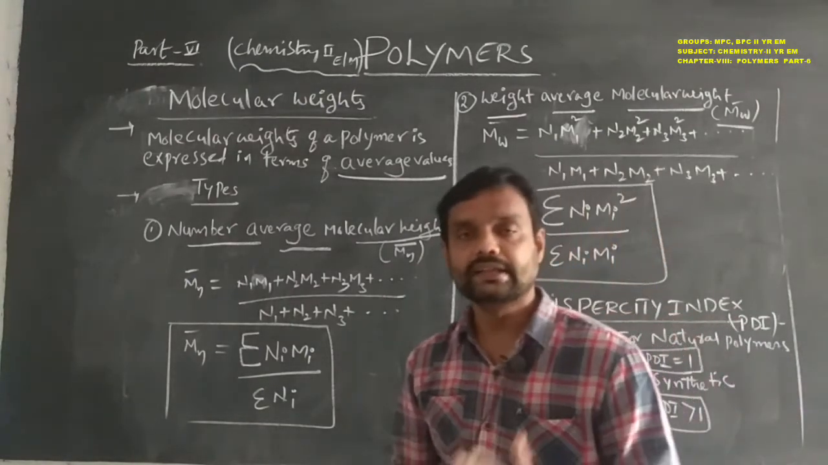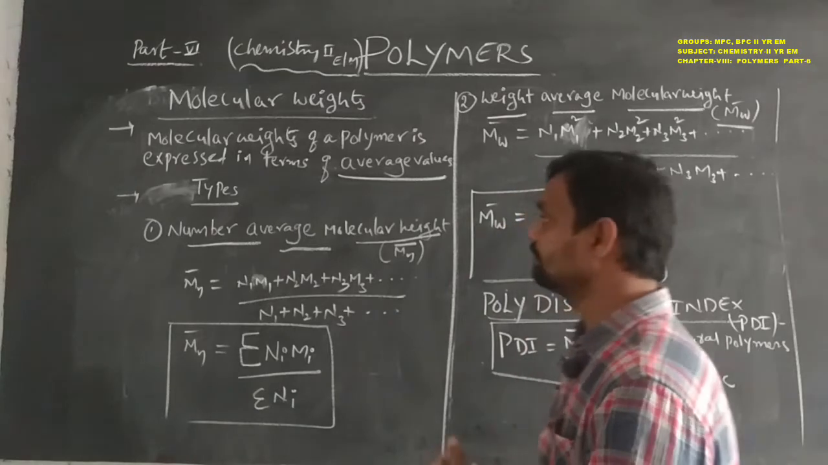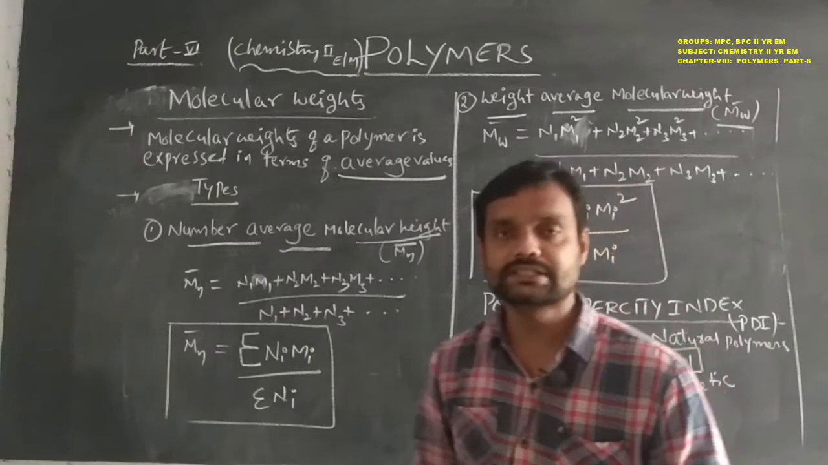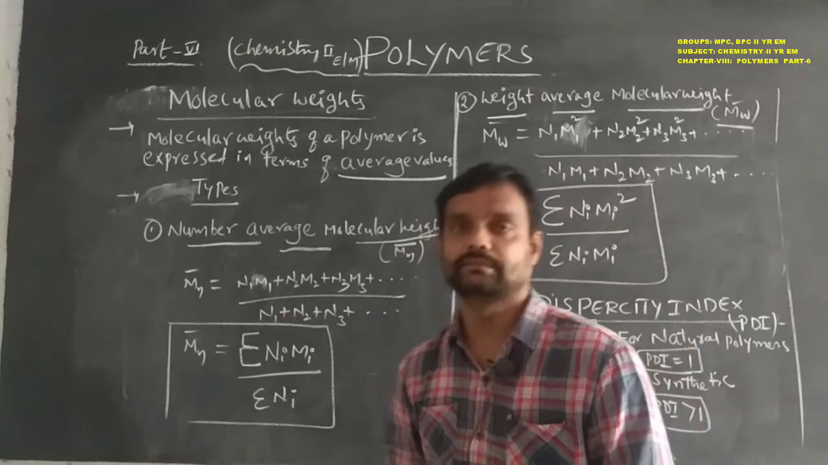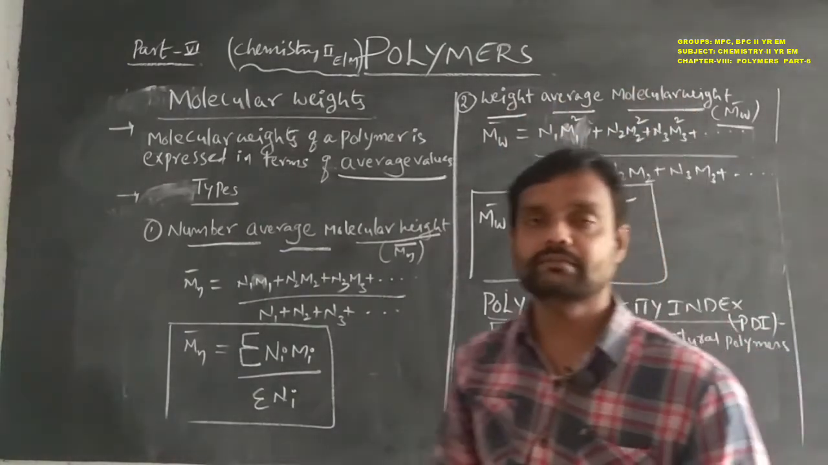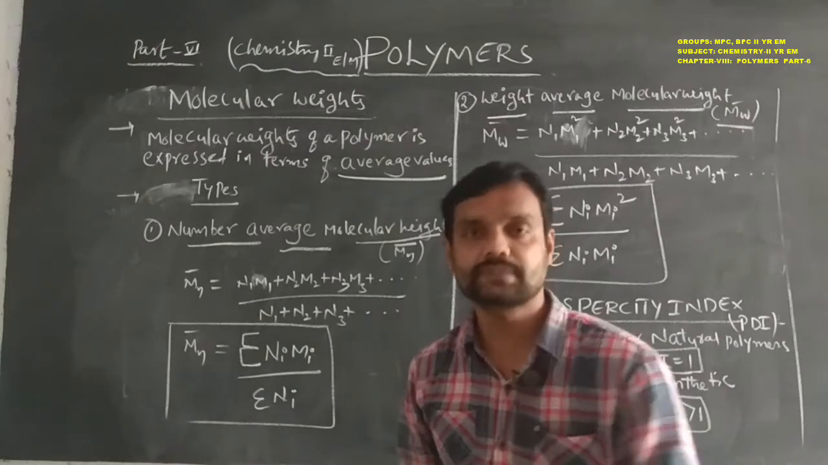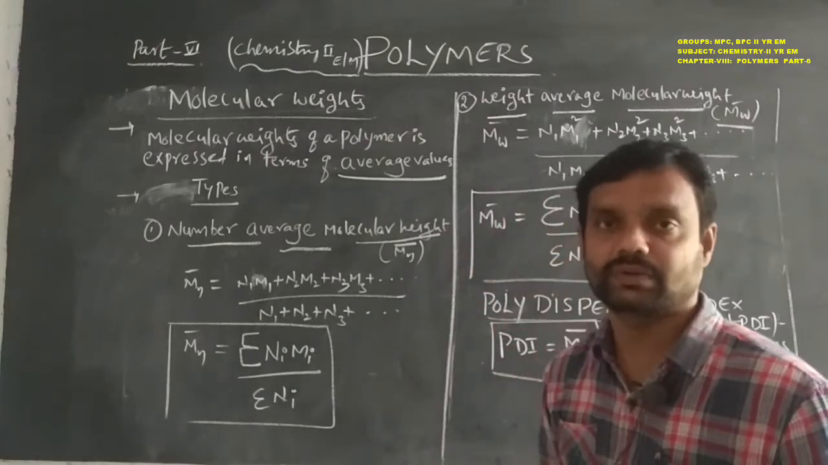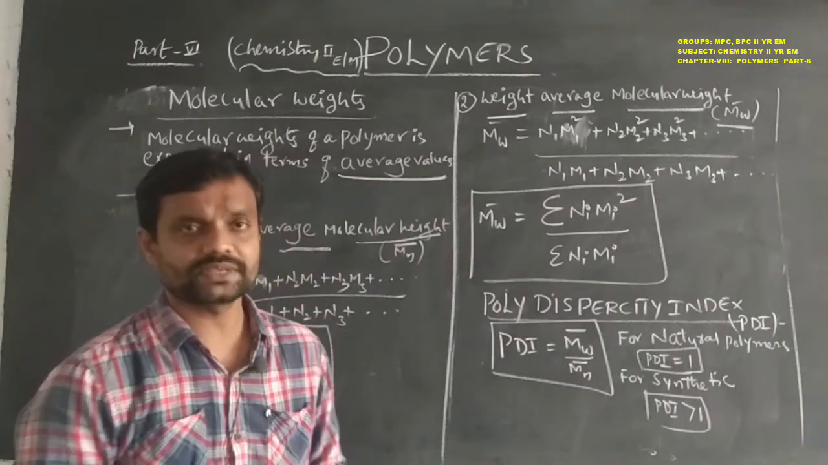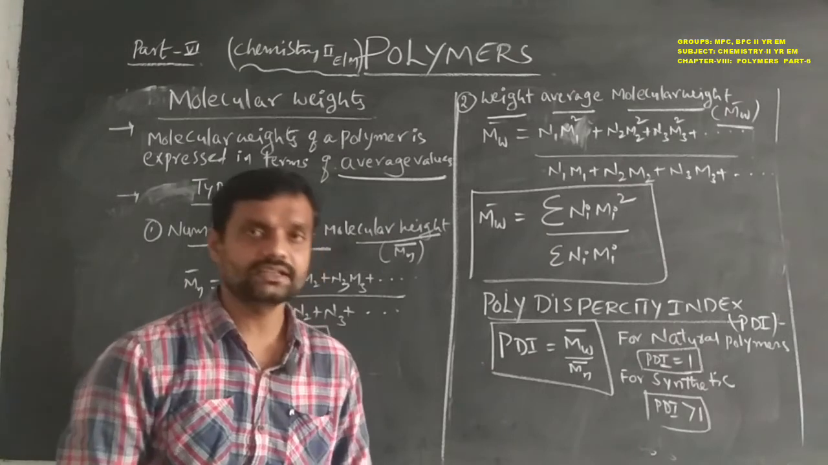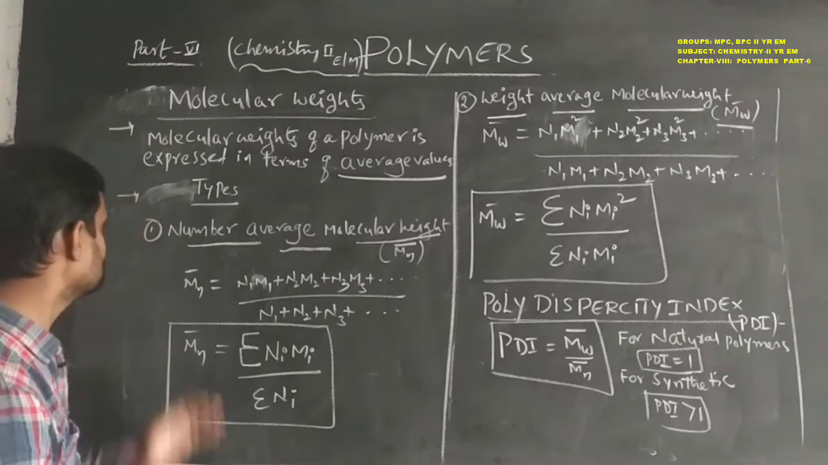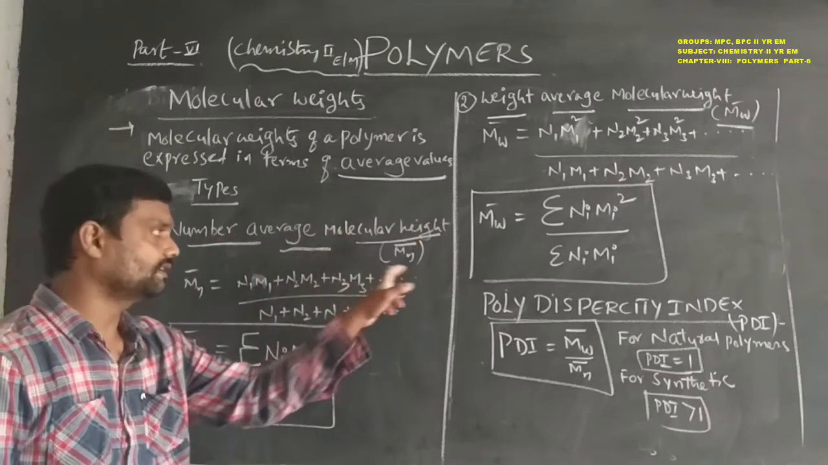One is the number average molecular weight, which is expressed with Mn bar. Another one is the weight average molecular weight, Mw bar. So these are the two methods to measure the molecular weight of polymers. Let us see the formula for each, Mn bar and Mw bar. First we move to the number average molecular weight, that is Mn bar.